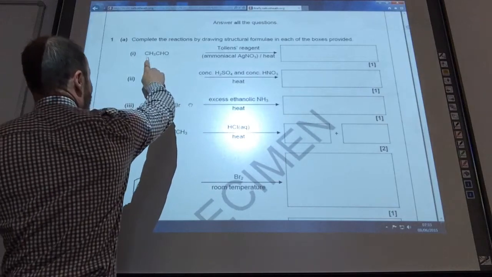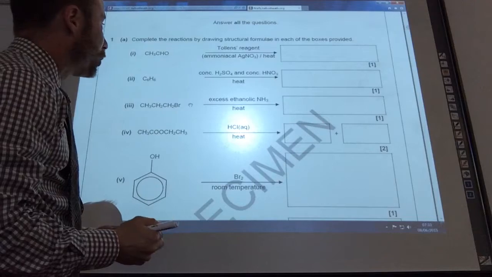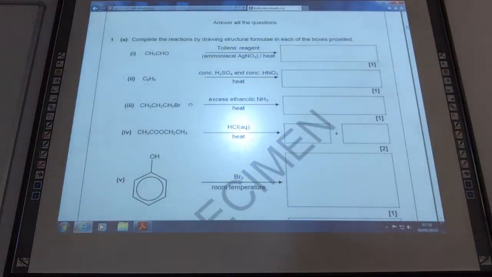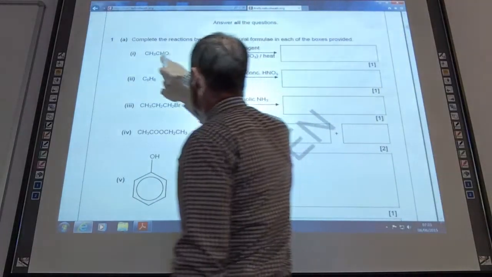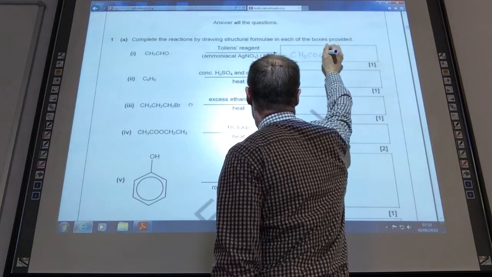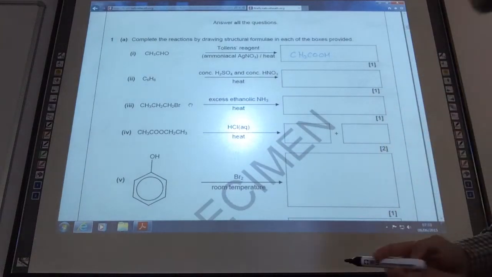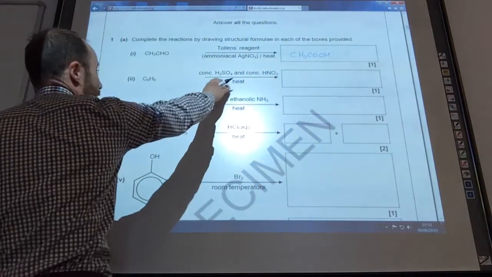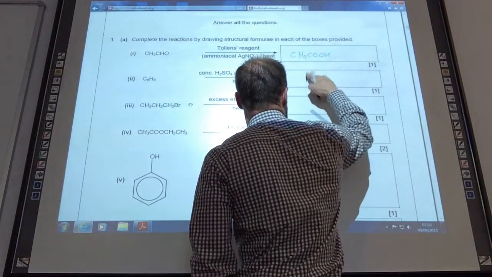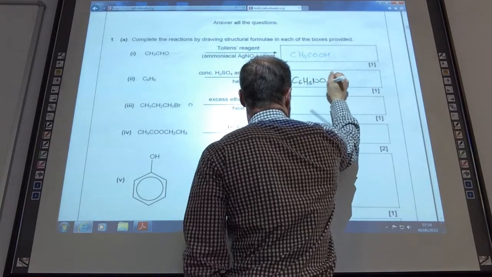You've got ethanal here, an aldehyde, and you're reacting it with Tollens' reagent. They want structural formulae. So if you do that with Tollens' reagent, you'll know Tollens' reagent oxidizes the aldehyde to the carboxylic acid. So that will go to ethanoic acid. For the next one, you've got benzene being heated with concentrated sulfuric acid and concentrated nitric acid. So that's going to go to nitrobenzene, C6H5NO2.